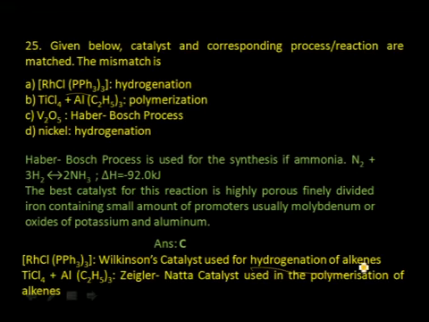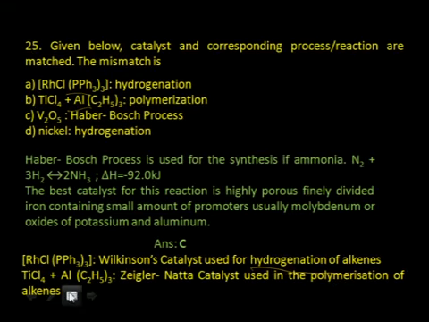hydrogenation of alkenes. The next one, TiCl4 plus Al(C2H5)3, that is called Ziegler-Natta catalyst, that is triethyl aluminium and titanium tetrachloride, which is used in the polymerization of alkenes.